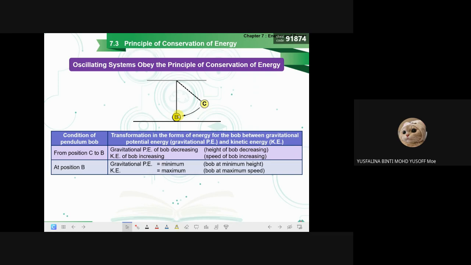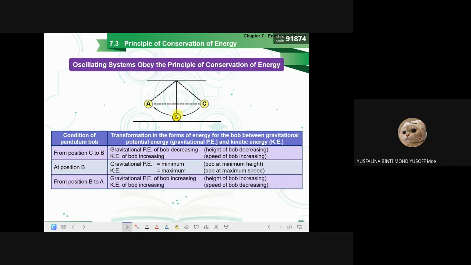Okay, and after that, from point B to A. From B to A, you can see it starts to lift up again, it goes up again. So that means there is a change of position here, right? So again, the kinetic energy will decrease and the gravitational potential energy will increase from position B to A. The energy converts at this point, from B to A.